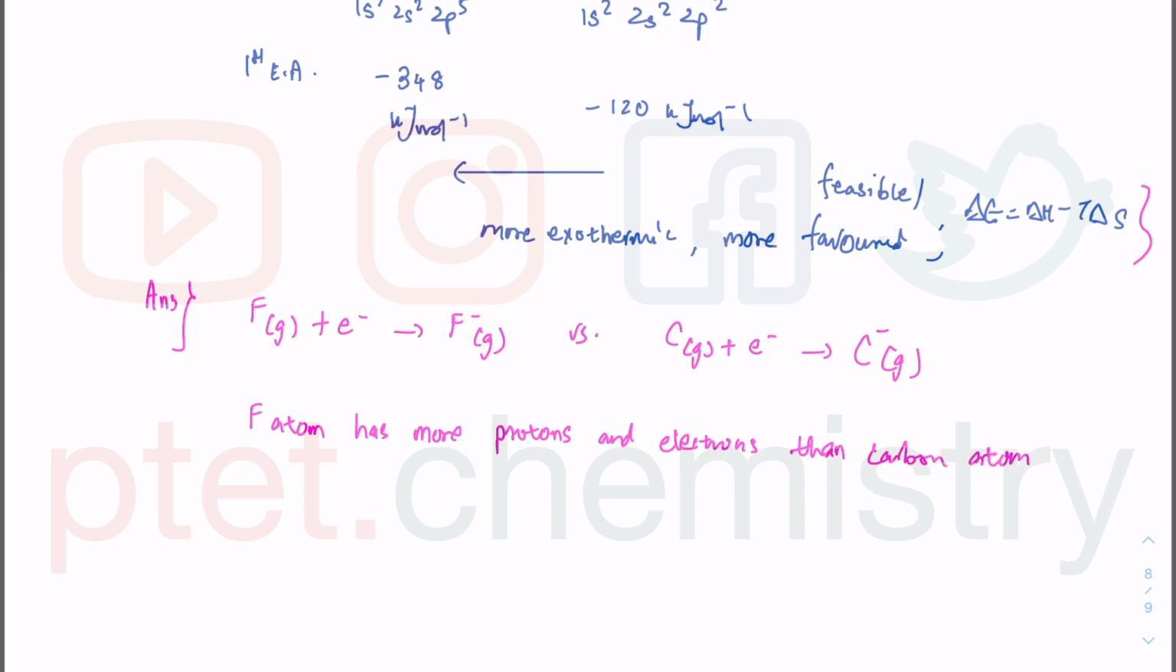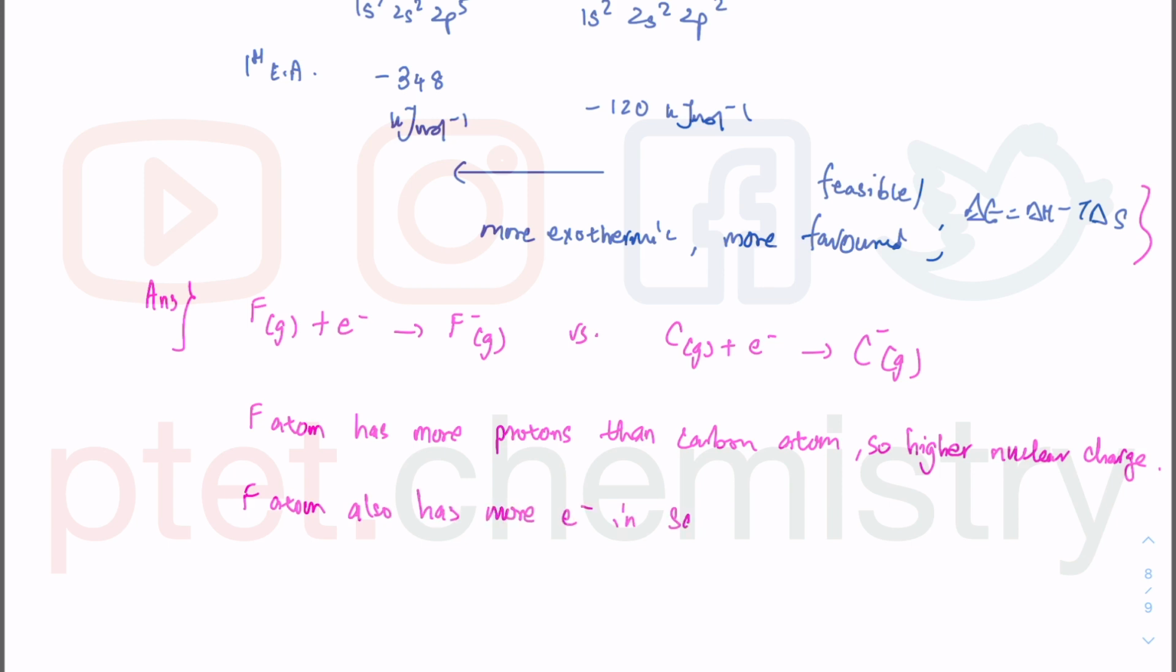So we know that fluorine is actually smaller in size than carbon atom. So the effective nuclear charge, higher nuclear charge, perhaps I can say that first. More protons than carbon atom. So higher nuclear charge. So fluorine has higher nuclear charge. Okay, fluorine atom also has more electrons in the same shell.